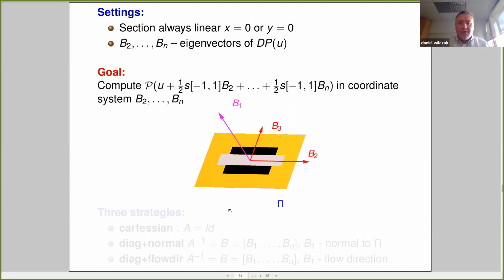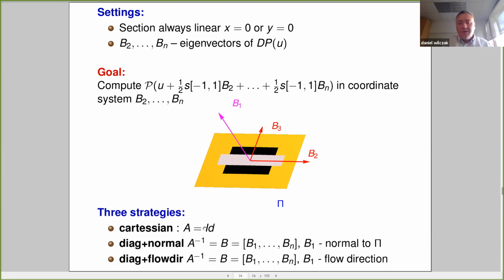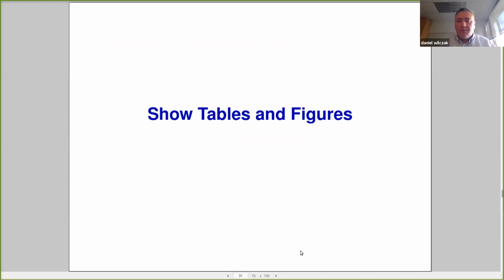And we have 3 strategies. First is a very naive strategy when we choose just A equal to identity as our coordinate system at the section. The second case is when we choose eigenvectors on the section, but the projection vector is chosen as a normal to the section. And a flow view strategy is when we choose B1 as the direction of our vector field. And this is, let me show you some data from computation.